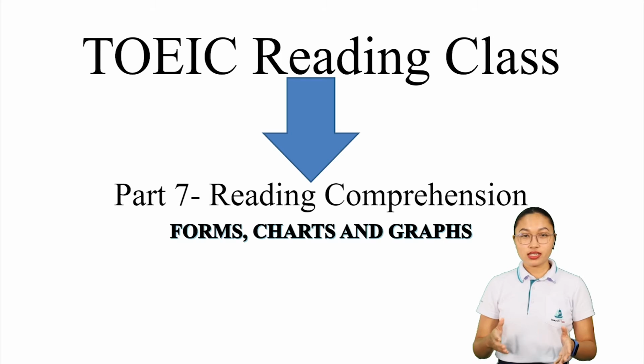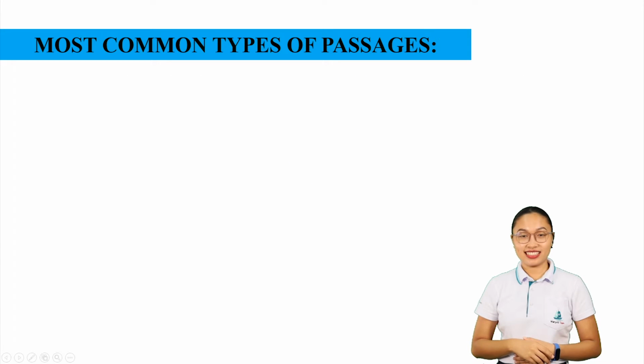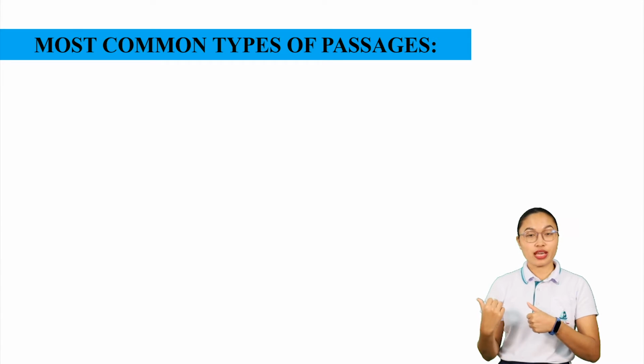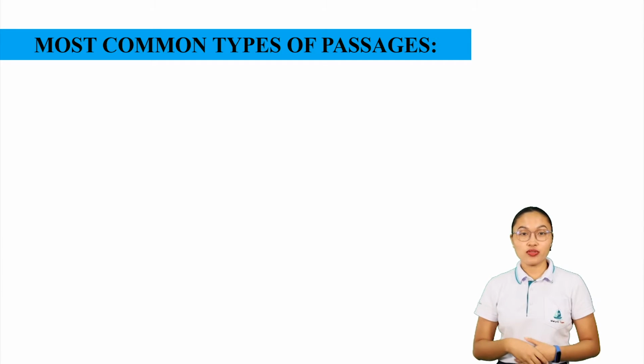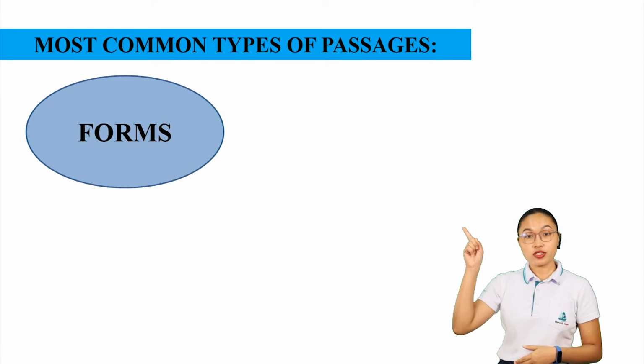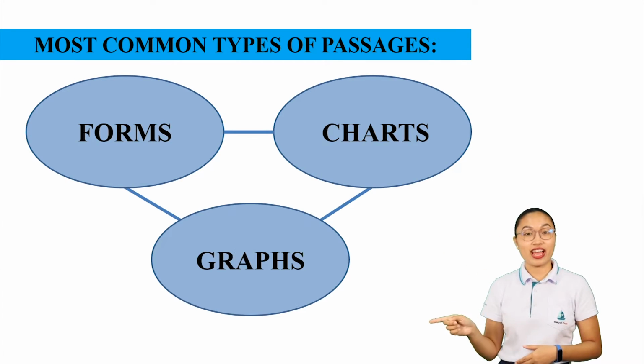In this part, we will be reading and analyzing passages related to forms, charts, and graphs to answer the questions. Therefore, it requires good comprehension. We are done with advertisement and business correspondence in the previous episode. Now, let's move on to the other types of passages found in the TOEIC test apart from those two, namely forms, charts, and graphs.